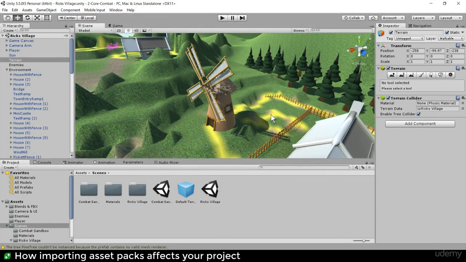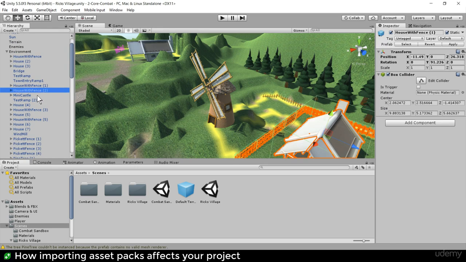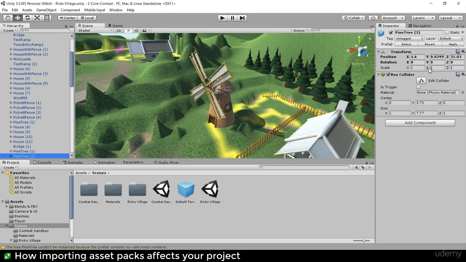Okay guys, so welcome back. What we're going to be doing here is starting by talking about the implications of importing new assets into a scene that already has assets in them. For most of the objects in Rick's environment, if we flick through them while focusing on the transform over in the inspector, you'll see that nearly all of them have a scale of 1, 1, 1. They are unscaled objects, right?